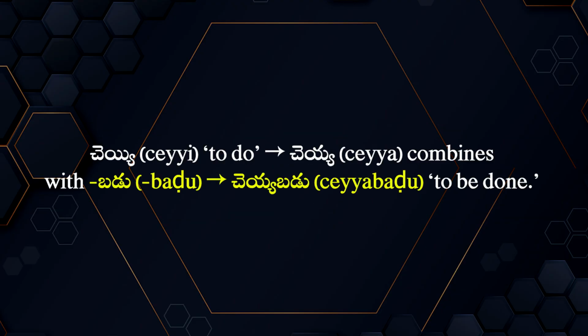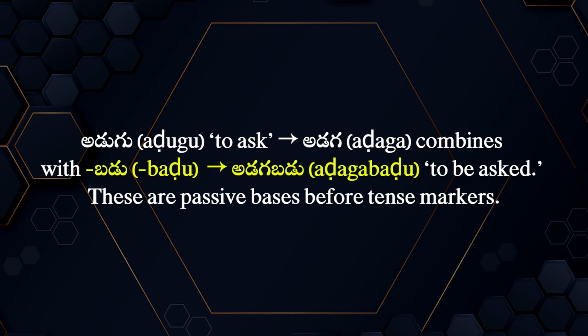For example, cheyi means to do, becomes cheyya, combines with badu. Finally, cheyyabadu, it means to be done. Similarly, adugu means to ask, becomes adaga, combines with badu. Finally, adagabadu, to be asked. These are passive bases before tense markers. With tense suffixes, further changes occur.